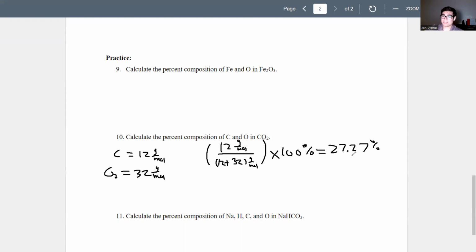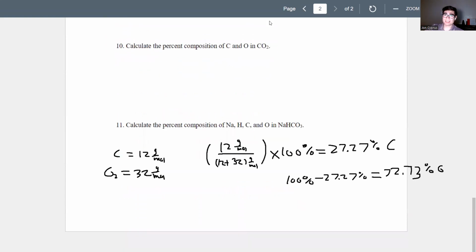So 72.72. This is percent oxygen. Oops, sorry, 73. And that's it for 10.